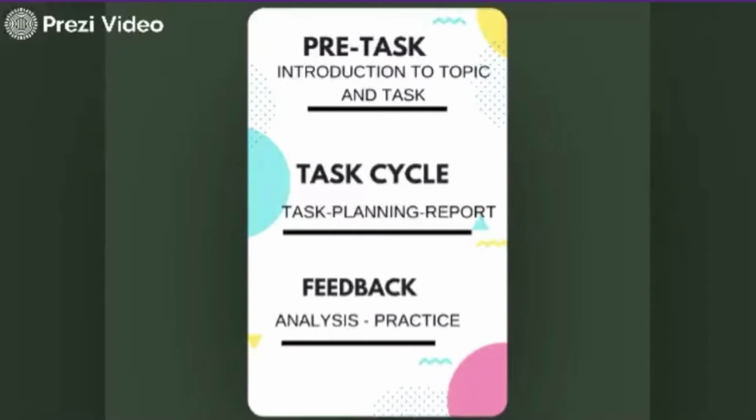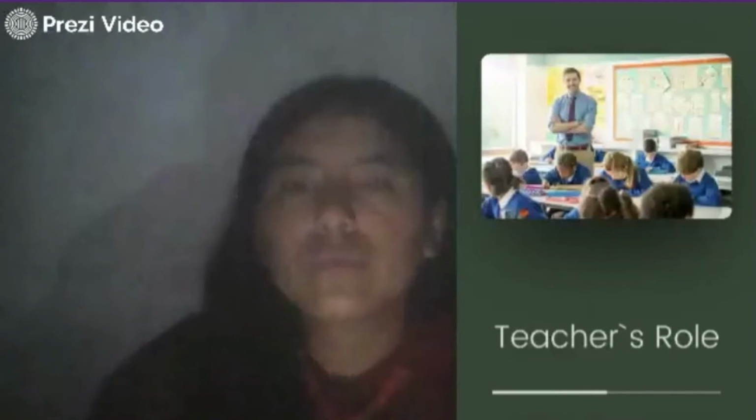Task cycle: task planning and report. When students finish performing the task, they need to plan how they are going to report it to the rest of the class or other groups. Feedback or the post-task: analyze and practice. The post-task stage is when students evaluate their performance. It can also involve feedback provided by the teacher and student practice of language items that emerge from the task.